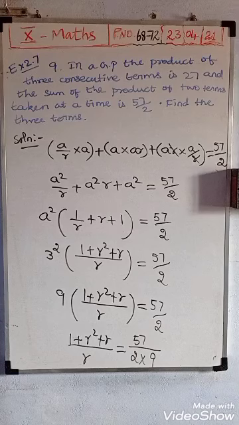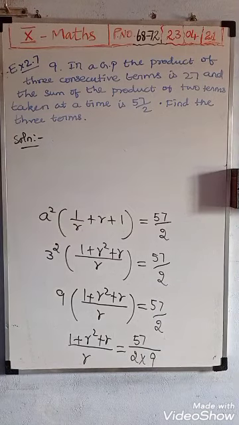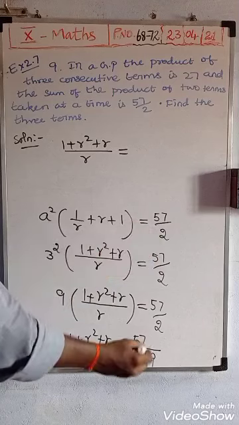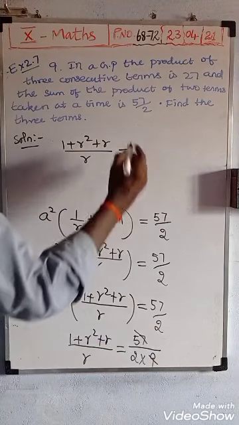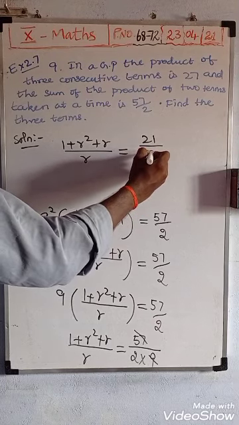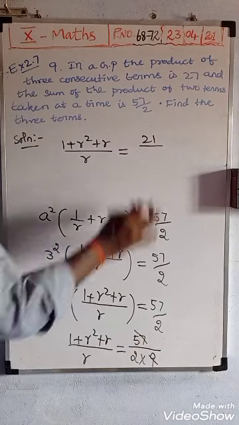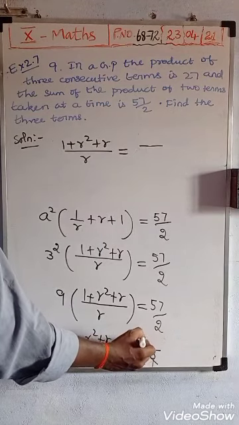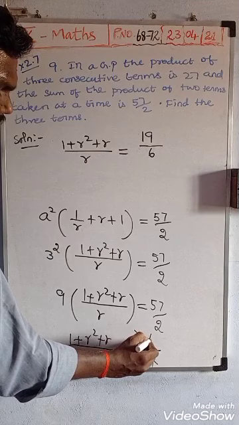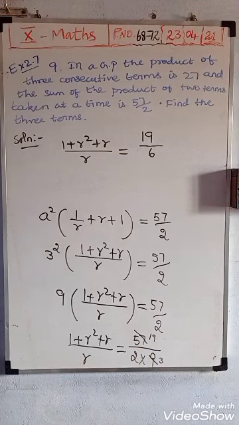Now we can cancel by 3. 1 plus r squared plus r, whole divided by r, is equal to 57 and 9 can cancel by 3, so 57 becomes 19 and 9 becomes 3. 2 threes are 6. So we will get 19 by 6.